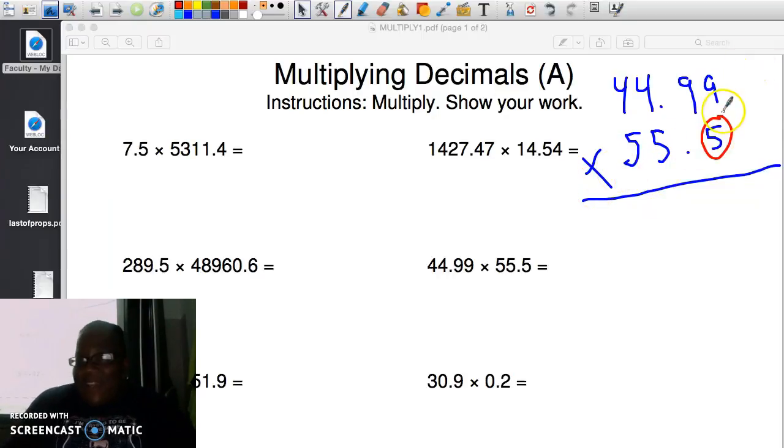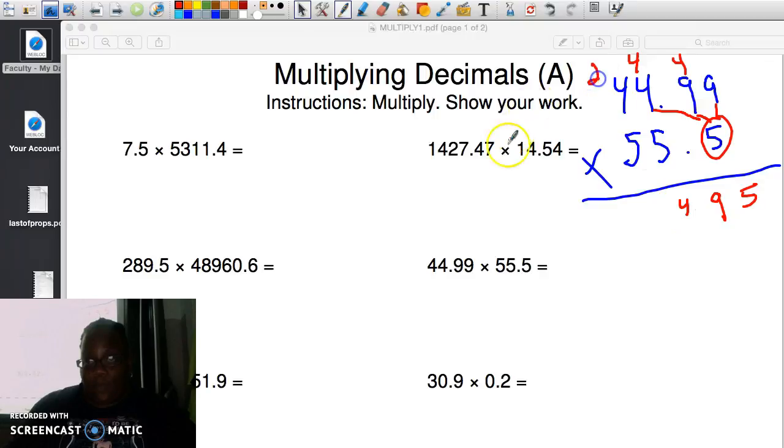All right. So now, 9 times 5, 45. Another 9 times 5 here is 45 plus 4, 49. Four times 5 is 20 plus 4. That gives me 24. Another 4 times 5 is 20 plus 2, 22. This is your first row.